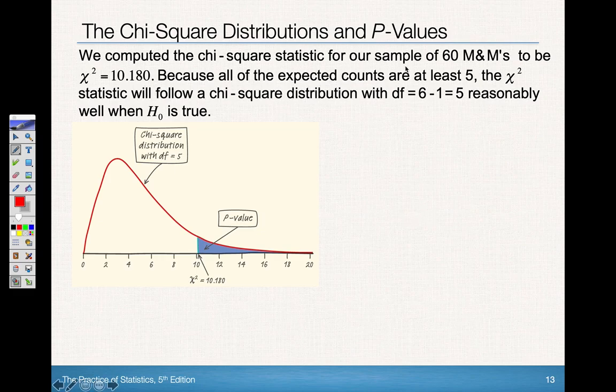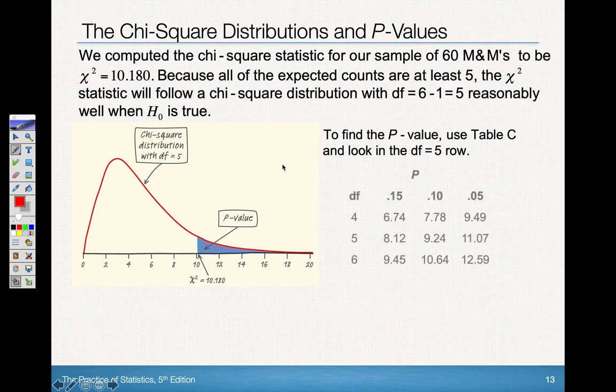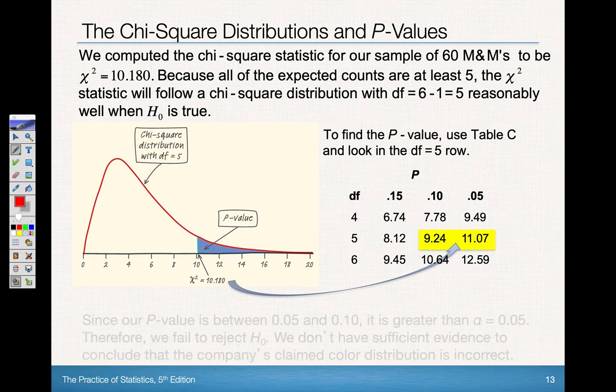Since they were all at least 5, and our degrees of freedom is the number of colors of M&Ms take away 1, we have 5. We get the degrees of freedom 5 chi-square curve. Now, what you see here is if you needed to use a chi-square table, you would see our p-value is between 0.05 and 0.1 for our 10 chi-square value. We won't be really using this chi-square table too often, really at all.